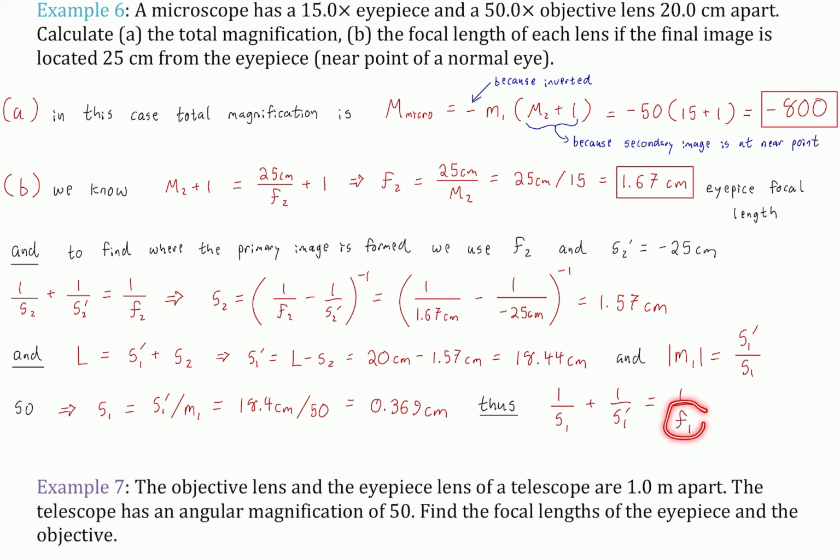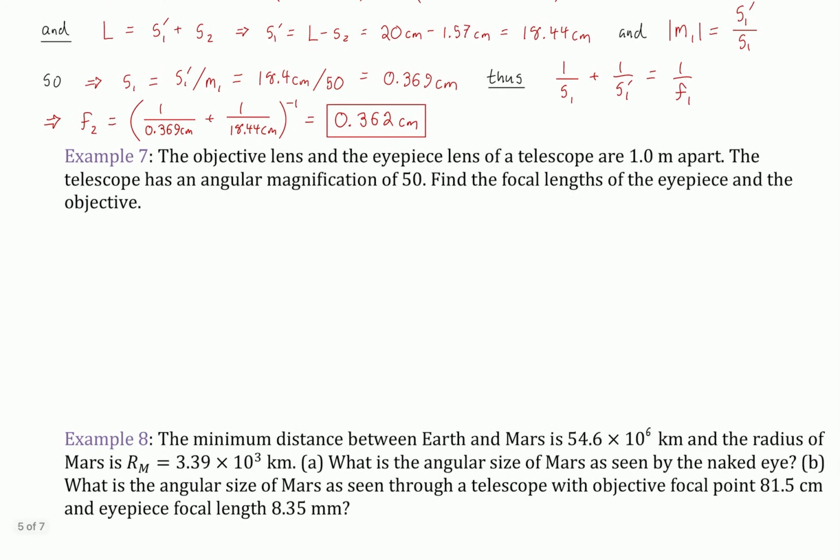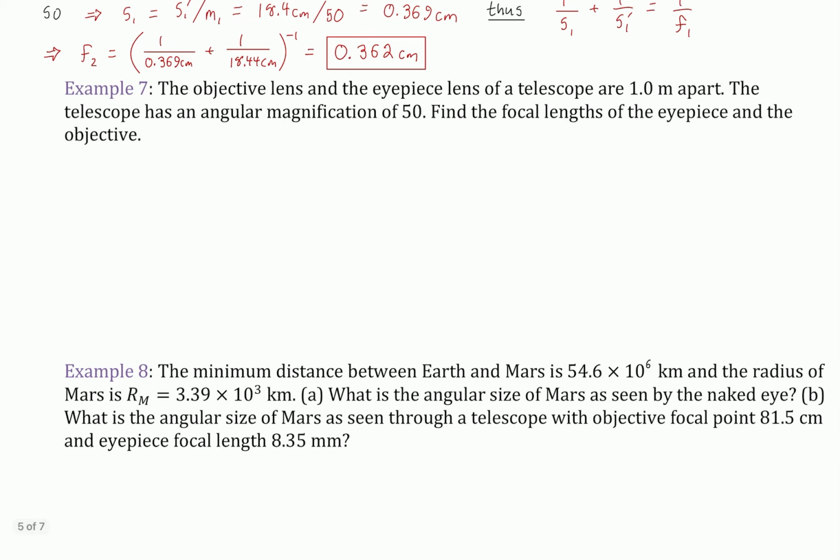So we're finally going to find the focal length of the objective, plug in our values, and it's 0.362 centimeters. We found both the focal lengths. It was really interesting how this problem, without any approximation, required us to work backwards using the image formulas and the definitions of the magnification. Finally, let's wrap up this lecture by talking about two examples that relate to telescopes.